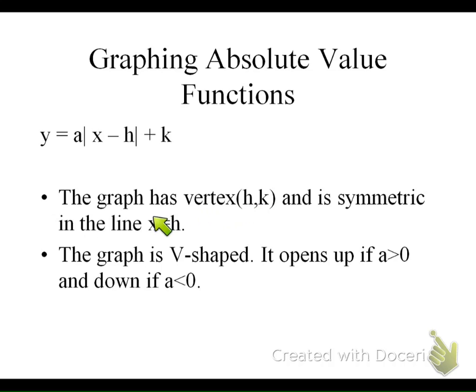There's also a line of symmetry. It's just the vertical line through your vertex. These graphs look like a V. This part up here, A, if that's positive, your V will open up. If A is negative, your V will open down. What are your questions?